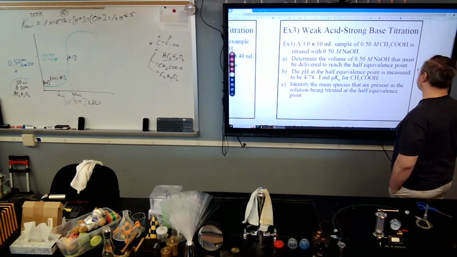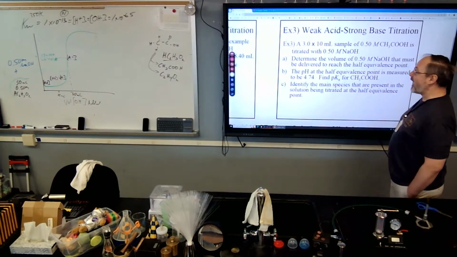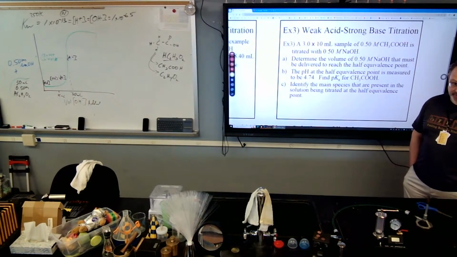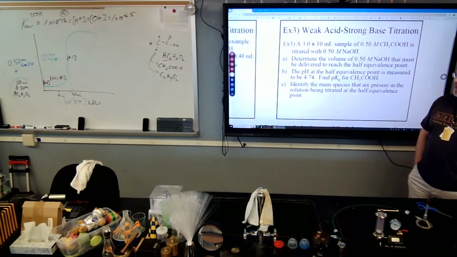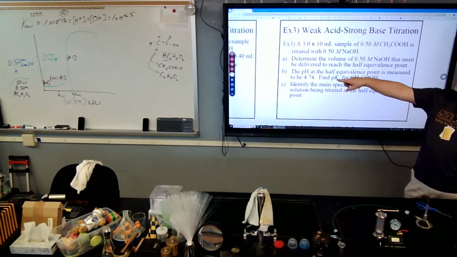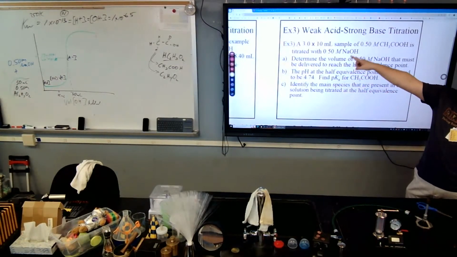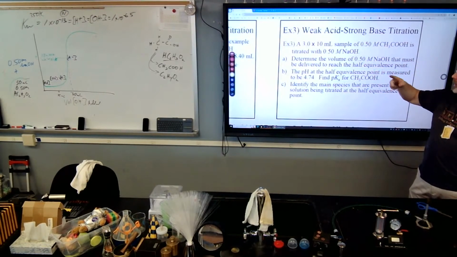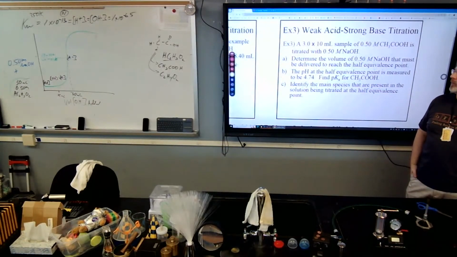Identify the main species that are present in the solution being titrated at half the equivalence point. I don't know what they mean by main species, but I do know what they mean by being titrated. The being titrated is the HA. The HA is being titrated with hydroxide. So the HA is reacting with the hydroxide to produce the A minus. The important thing is: start with HA, end with A minus, hydroxide comes in, eats a proton, HA releases a new proton, and we're all happy until we get to the equivalence point, at which point there's no more protons to eat.